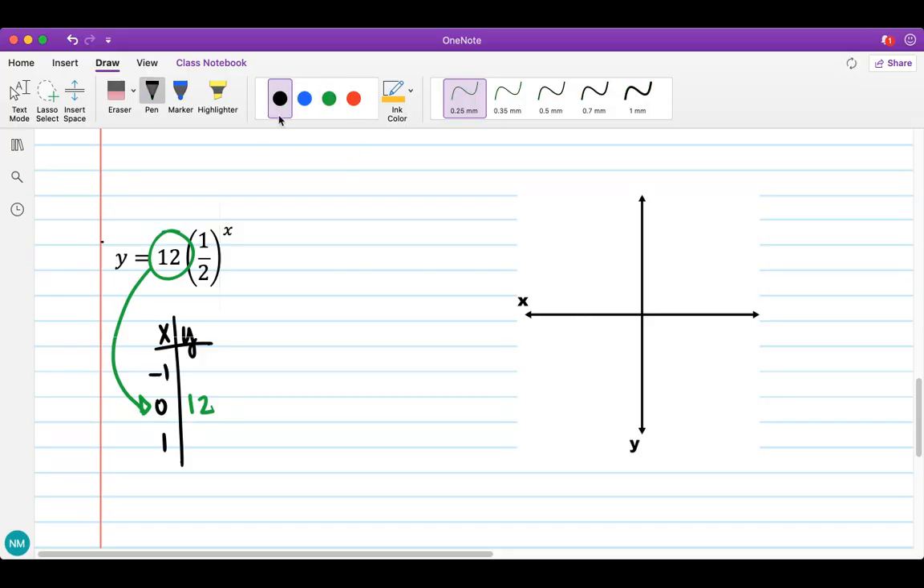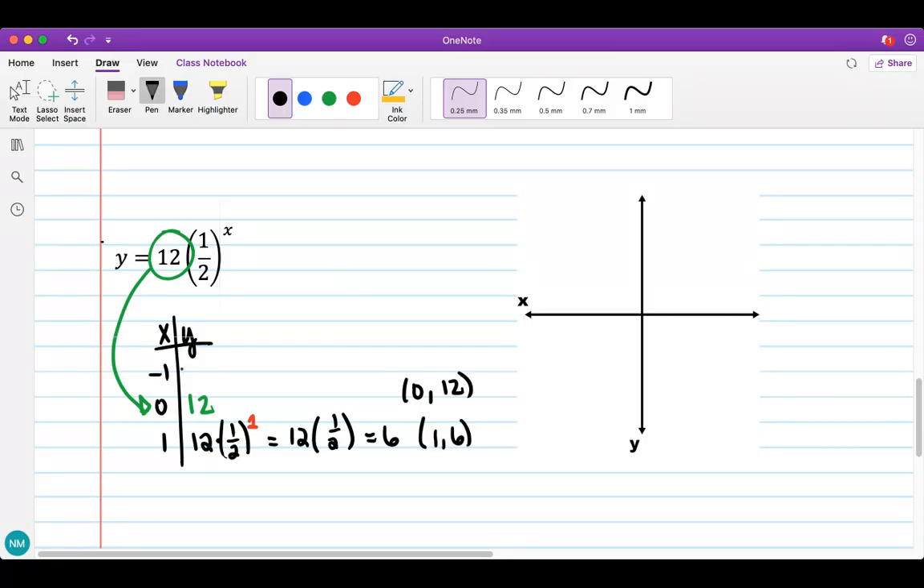Okay. Then when you're doing the Khan Academies, you're just going to want to plug 1 in and find out what that second point is. So I'm going to have 12 times 1/2 to the first power. Anything to the first power is just itself. So this is 12 times 1/2. What's half of 12? Half of 12 is 6. So I have 0, 12. We already figured that out, right? And then we have 1, 6.